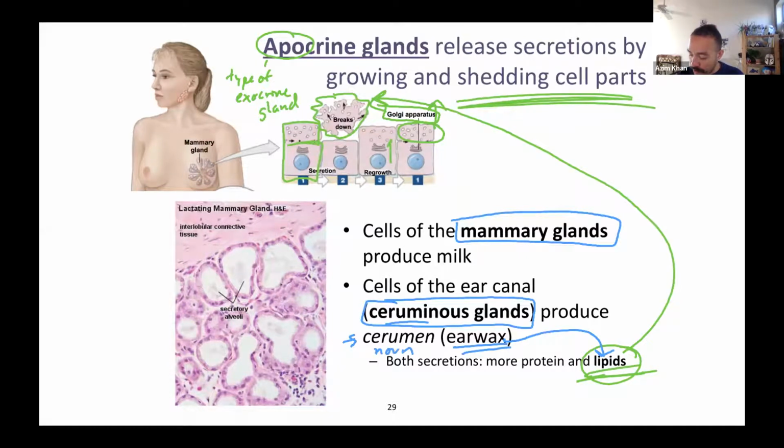Let me point out that mammary gland again. Here's histology of a mammary gland, simple cuboidal cells facing a lumen. You're secreting, you're shedding into this lumen to produce milk.